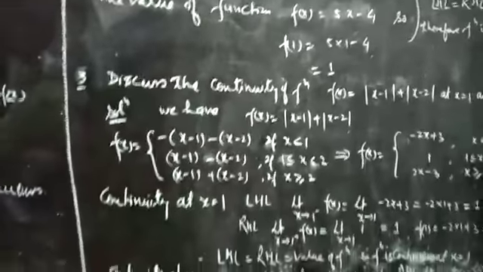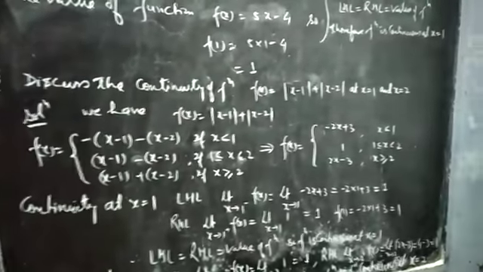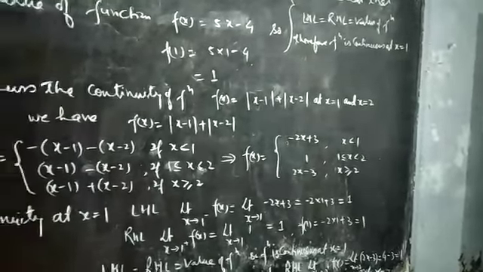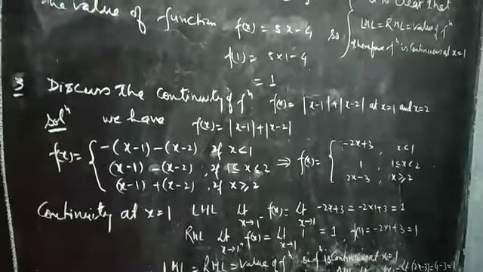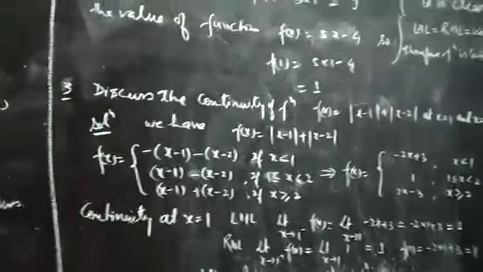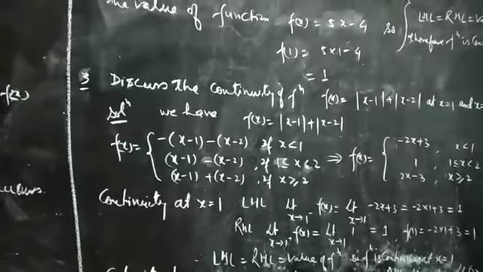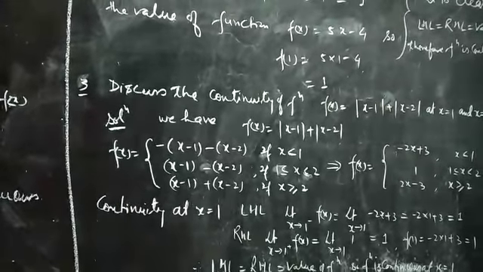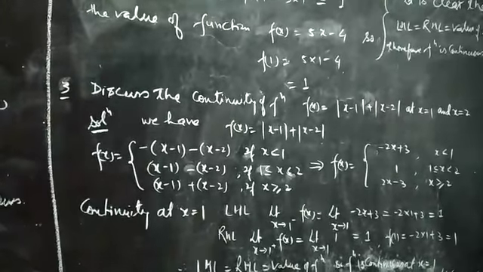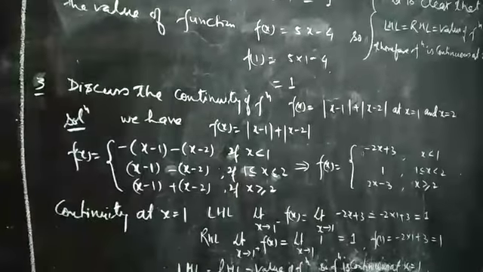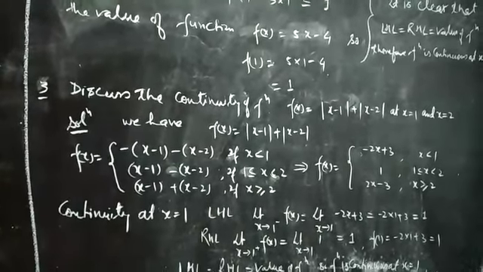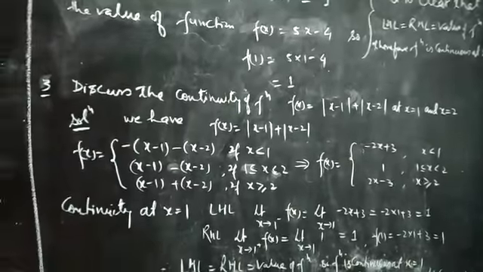See the next question. Discuss the continuity of the function f(x) is equal to mod of (x - 1) plus mod of (x - 2) at x = 1 and x = 2. See the solution. We have f(x) is equal to mod of (x - 1) plus mod of (x - 2). We define this function in piecewise form. If x is less than 1, the value of this function will come -2x + 3. If the value of x lies between 1 and 2, the function will come 1, and if x is greater than or equal to 2, the function is equal to 2x - 3.